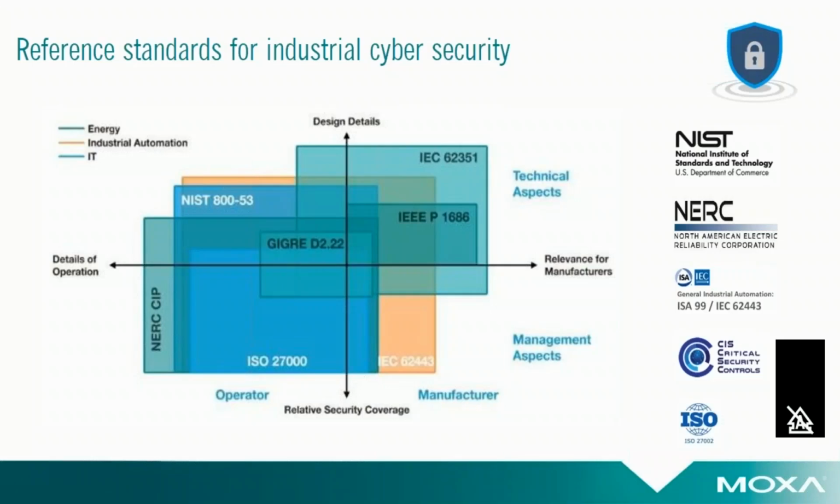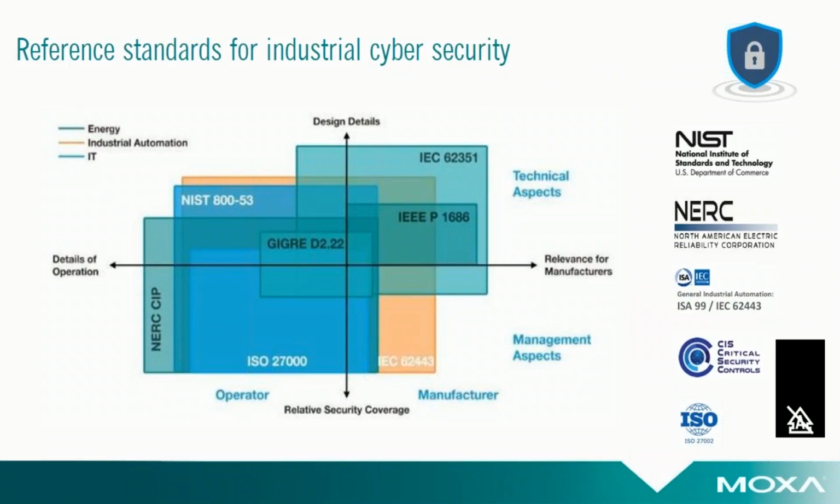So the big question we get from a lot of our customers is, where do I start? And that's where standards come in. So this is just a snapshot of a handful of the most common standards that we see customers referencing as they put together their security policies. NIST 800, NERC-CIP for the power industry, ISA 99 or IEC 62443 for industrial control systems, CIS critical security controls, and ISO 27000 series are all some of the ones that we see referenced on a regular basis.